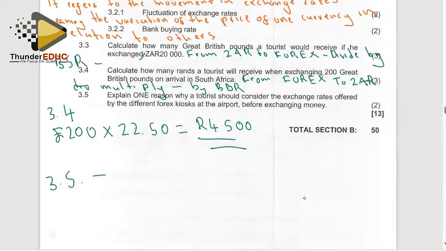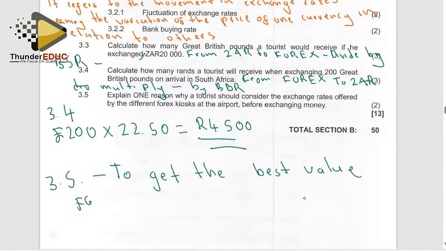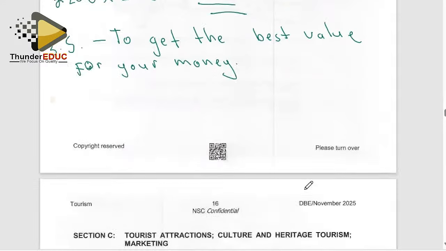Now moving on to 3.5, explain one reason why a tourist should consider exchange rates offered by different kiosks at the airport before exchanging money. When you are exchanging money, don't just go to one kiosk and buy from there. You might find that another kiosk is expensive, whilst there is a cheaper alternative for the same amount. You are supposed to compare in order to get the best value for your money. Even that difference in cents counts.